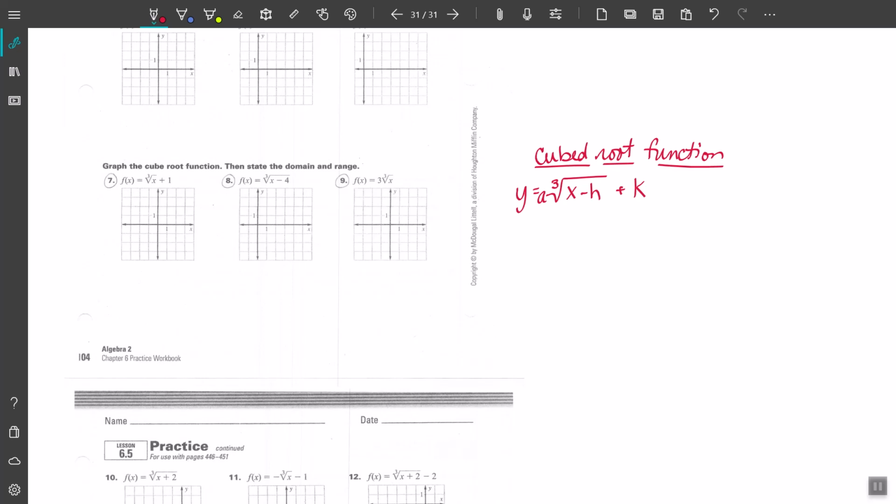And so number 7, they give us the cubed root of x plus 1. So we can see that we're not going to have any horizontal shifting. We're going to have vertical shifting. It is written as a sum, which is what we want. So we're going to shift up 1 unit. Our a value is 1. And so with the cubed root functions, we can go up 1 over 1 for that first initial point up, and we can do the same thing down 1 and over 1 here to get those 3 points.